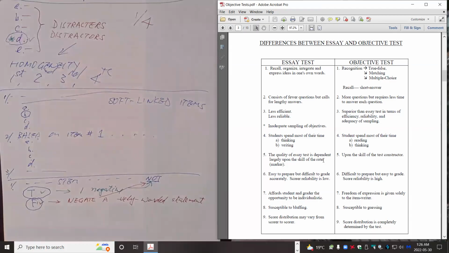It relies largely upon the skill of the rater or the marker. Why? A good essay answer can be ruined by what? Ruined by a terrible marker. Now, research has indicated to us the following. There are many papers on this. Let me show you one early example.